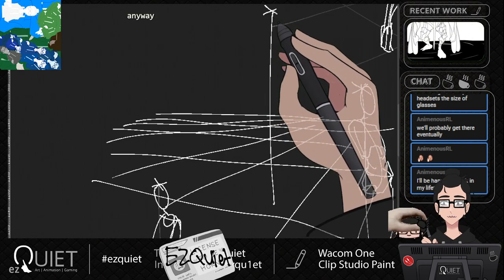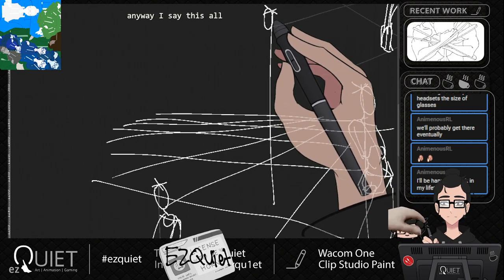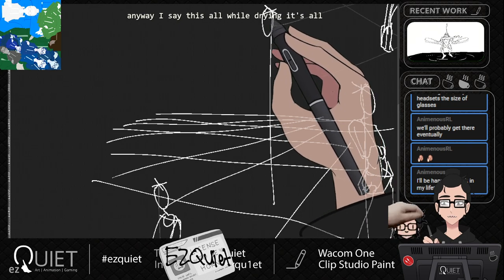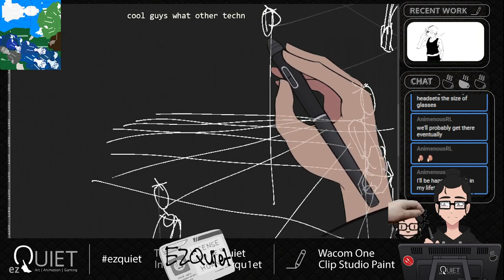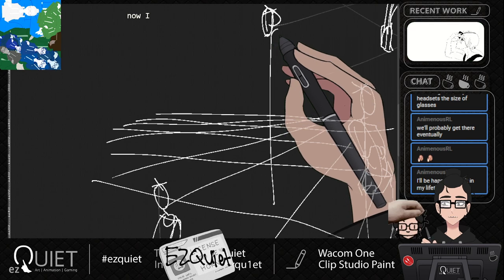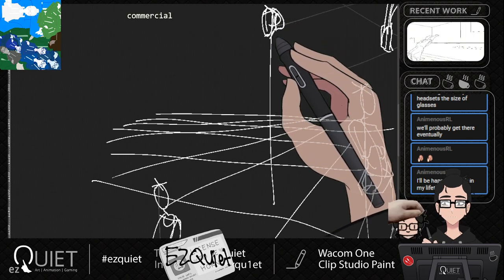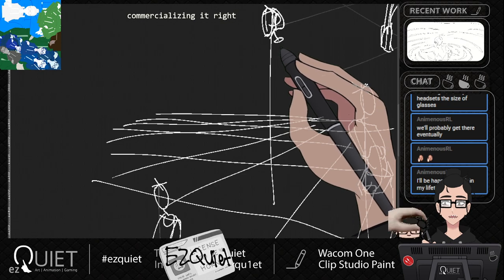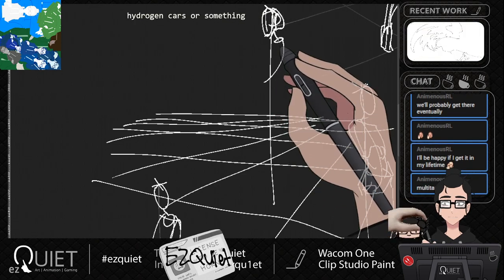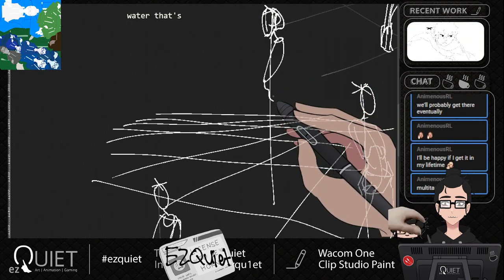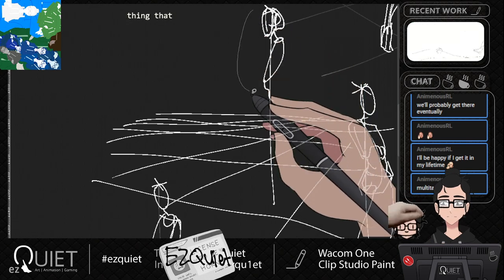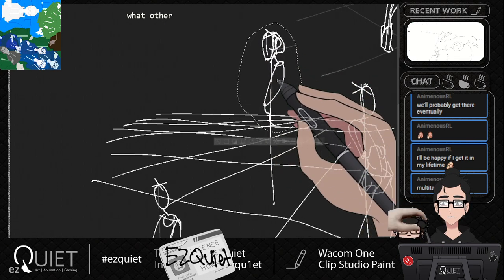Anyway, I say this all while drawing. It's so cool, guys. What other technology stuff exists now? Flying cars are a thing, though they're still working on it. Again, commercializing it, right? Isn't there like hydrogen cars or something? Cars that run on water? That's a thing that exists. I'm trying to think of what other cool tech things are though.